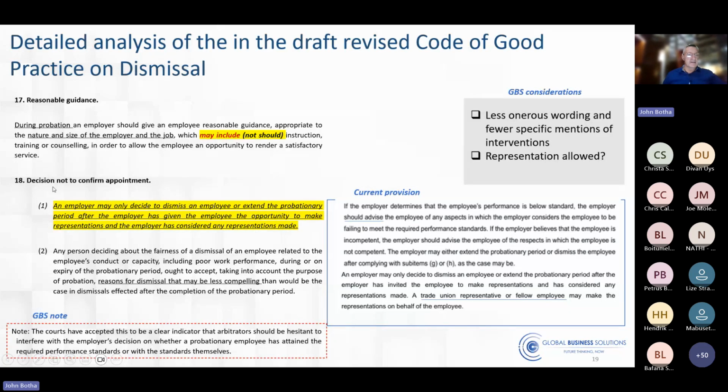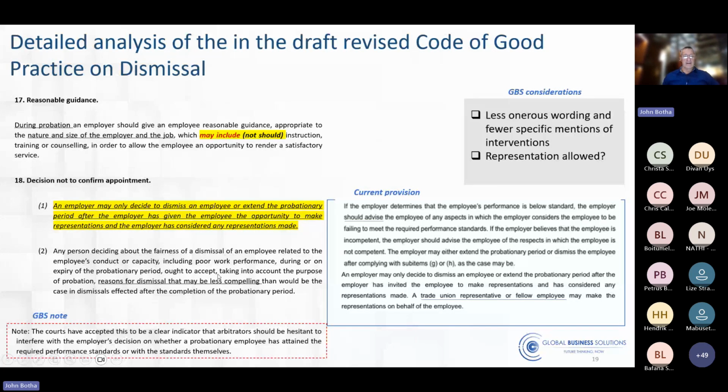But here in subsection 18, it says, if you don't want to confirm the appointment after probation, an employer may only decide to dismiss or extend probation after the employer has given the employee an opportunity to make representations and considered representations made. You see, it's a lot less formalistic than is currently the wording on the right-hand side. And interestingly, it doesn't even require you to allow the employee to have a trade union representative. It just says, has given the employee an opportunity to make representation.